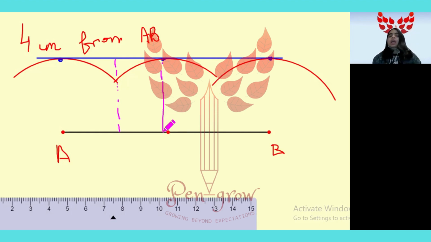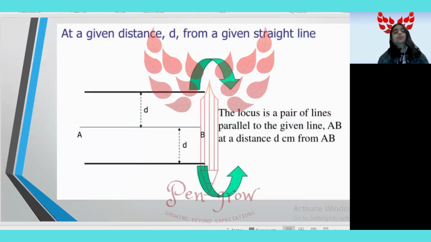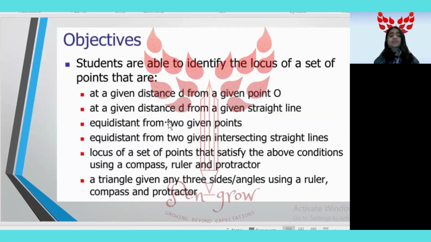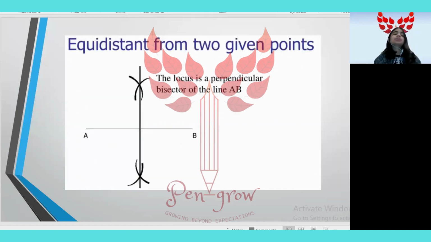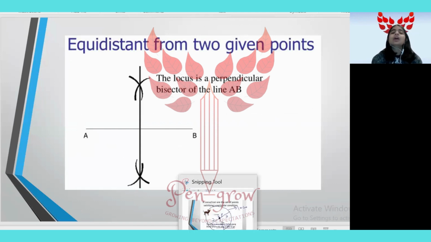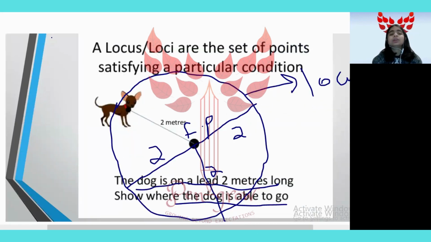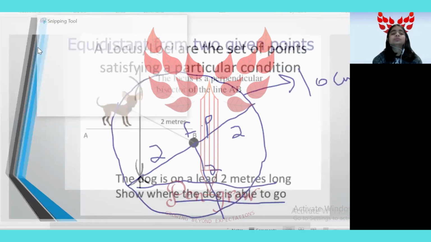Right? All right, now let's look at the next thing. We're done with the first 2 objectives. Now we will move towards equidistant from 2 given points, right? So you need to make a locus which has the same distance from 2 given points. And those 2 points are, in this case, A and B. Now, why in this case are we making a perpendicular bisector of line AB? Let me show it to you.